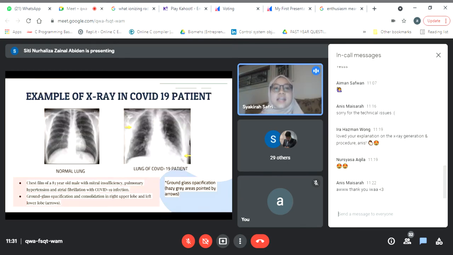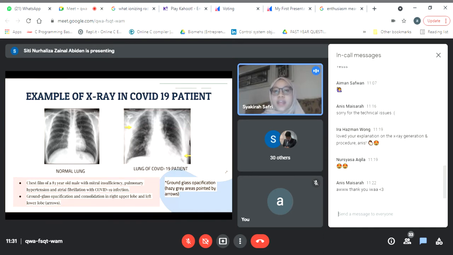Here is the example of the COVID-19 lung X-ray in a COVID-19 patient. The patient is admitted with a few diseases associated with COVID-19. The left image is the normal lung, while the right is the lung of the COVID-19 patient. As you can see, the patient has ground glass opacification, which refers to the hazy gray area. For this ground glass opacification, you can refer to the part pointed to by the arrow.